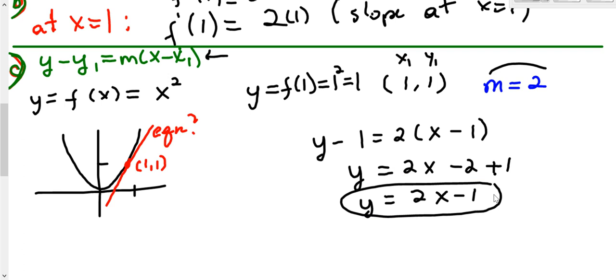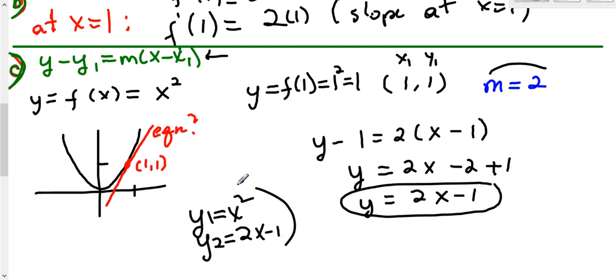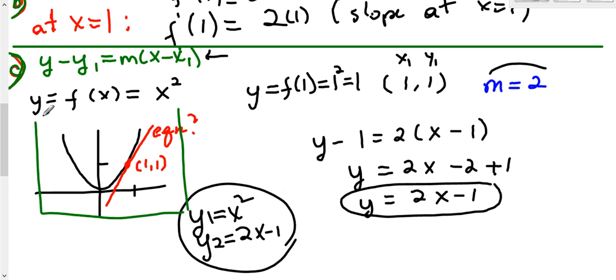And you can check this answer. If you go to your graphing calculator, you can enter the original function for your y1. For your y2, enter the tangent line, and then observe that at the point 1, they're going to be tangent. This is a good way to check your work, because if you don't notice that they're tangent at that given point, chances are you made a mistake somewhere and you should go back and check your work.